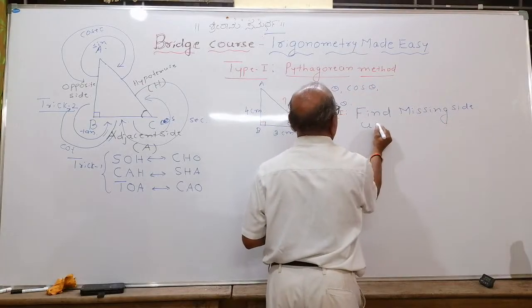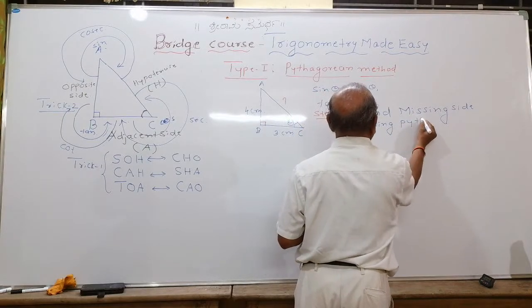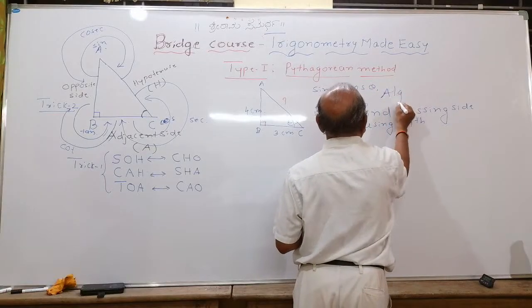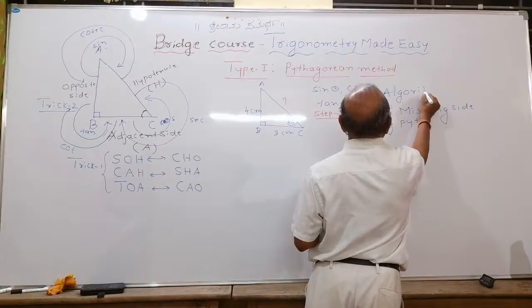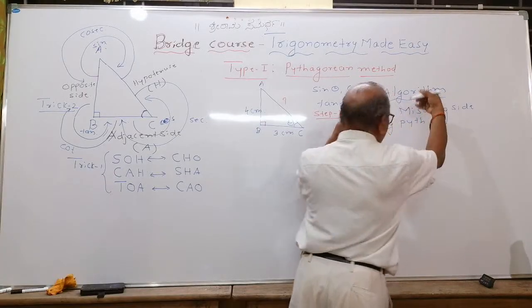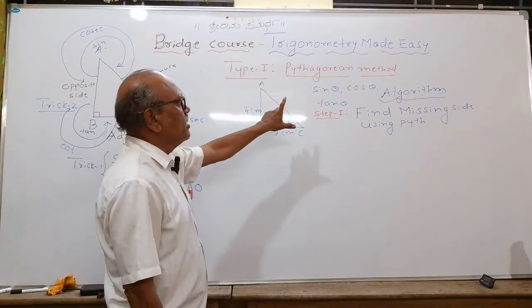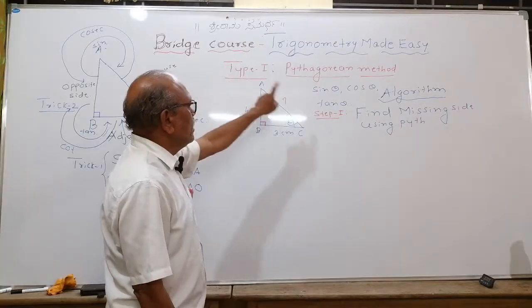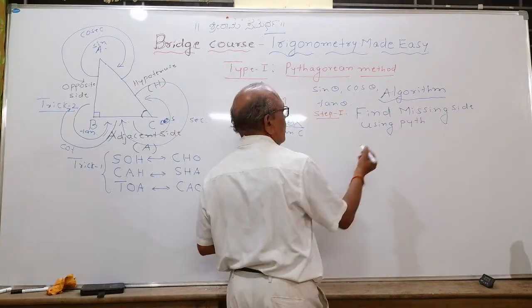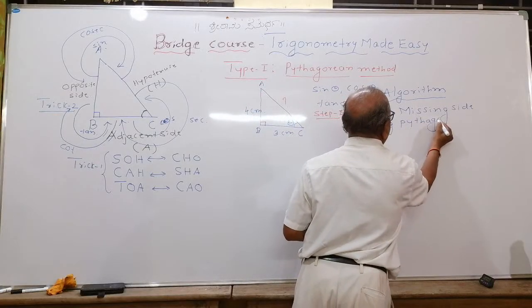Find the missing side using Pythagoras theorem. Write the method of solving. This is called an algorithm. In mathematics we call it an algorithm. An algorithm means that to solve any problem, there will be steps, and those steps are the tricks. Remember this correctly. First you write the type, then you write the trick, the algorithm. The first step is to find the missing side using Pythagoras theorem.